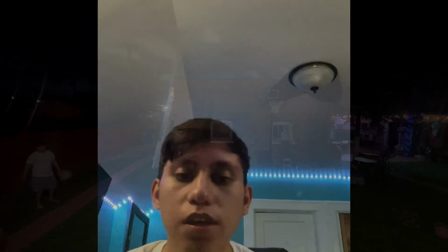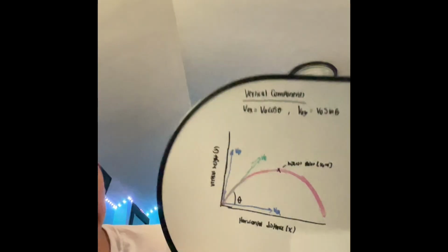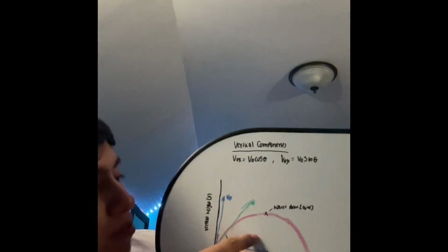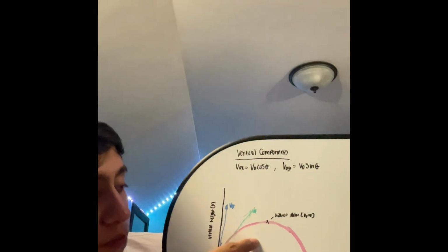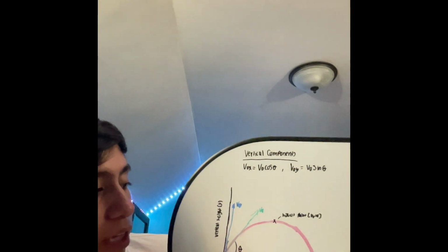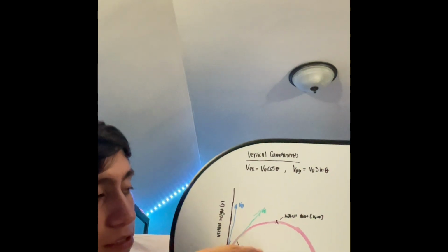And the problem we want to solve is how long is the ball in the air, and also how high does it go. From this video, we are able to break down the ball's initial velocity into two components. Right here, I got this green arrow representing the initial velocity, which forms an angle theta above the x-axis.